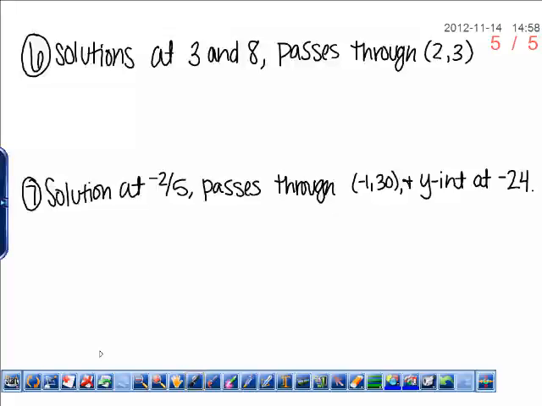It tells me that there are solutions at 3 and at 8, and another point that the parabola passes through is 2, 3. Does it tell me that 2, 3 is a solution? No, it's just another random point on the parabola. So right now we have 3 points on the parabola. Let's write out those 3 points. What are they? And 2, 3. All right.